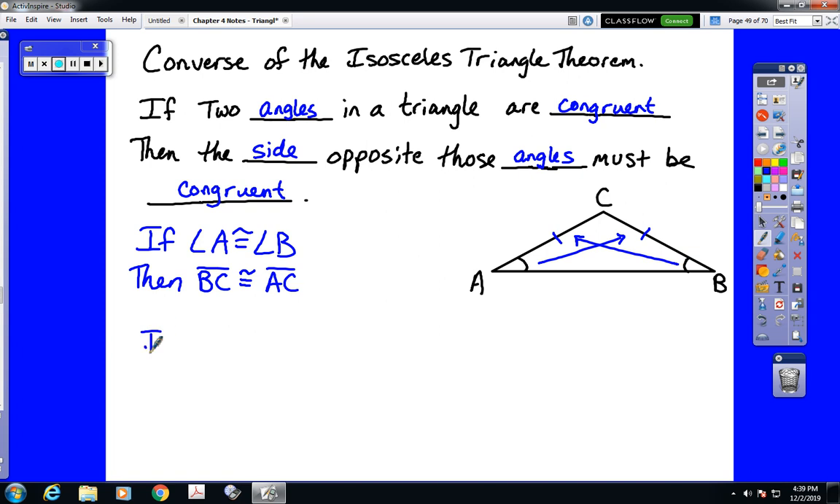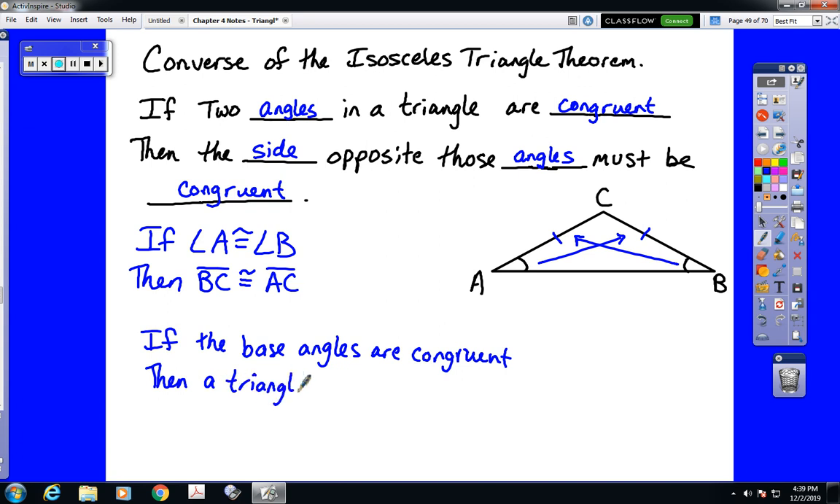So again, another way for us to say that is if the base angles are congruent, this is why it's the converse, then a triangle is isosceles. So again, there's a couple different ways to say it, but what it boils down to is anytime we have side lengths that are congruent, that means the angles opposite those sides must be congruent as well, and vice versa.